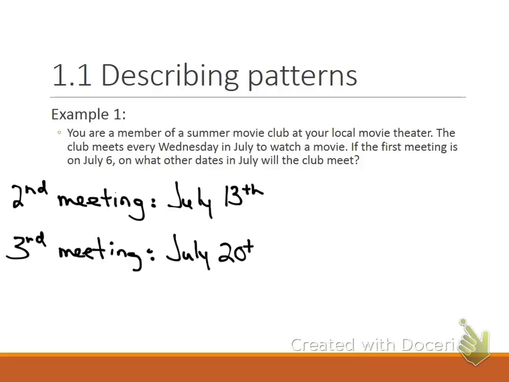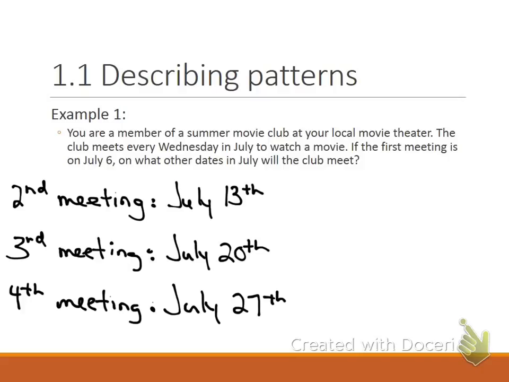When's going to be your fourth meeting? July 27th. Very good. Fourth meeting is on July 27th. And can you have any more meetings after that? No. Why? Because there's only 31 days in July, and the next meeting date would be after that date. So that's it. All right, so we're following a pattern.